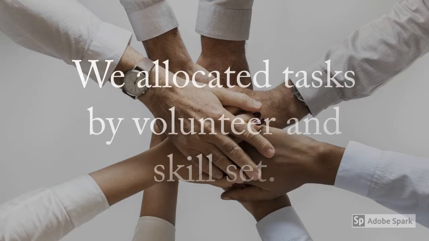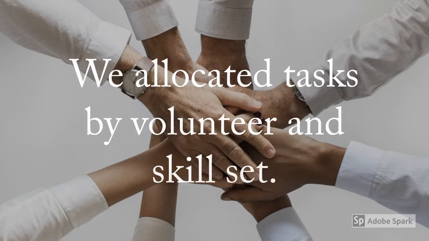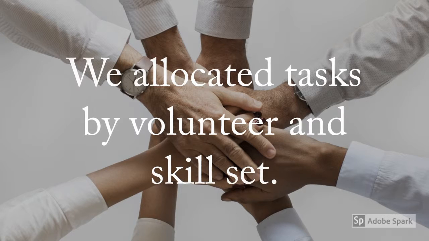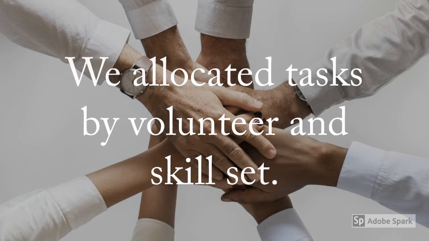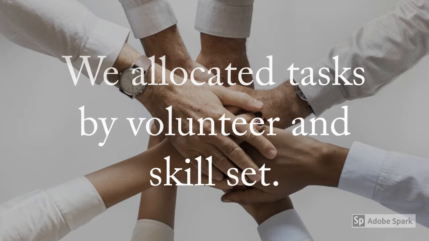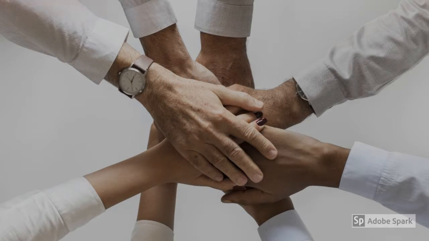For each of the groups I was in, we allocated tasks by volunteer, meaning we would ask who wanted to do which part of the assignment, if someone had a particular preference, and we would also do it by skill set. For example, I am skilled in design, so I would usually choose the more design part of the portion, like in the student philanthropy group.